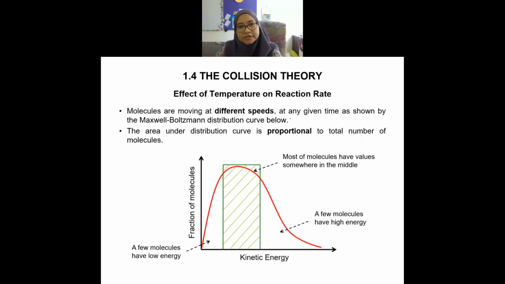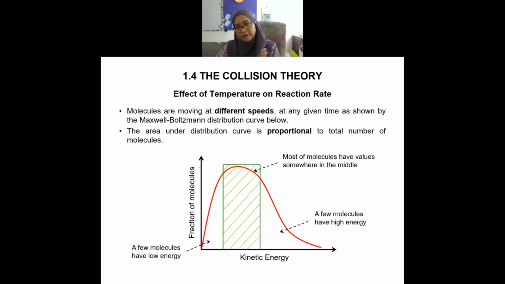Molecules are moving at different speeds at any given time, as shown by the Maxwell-Boltzmann distribution curve below. The area under the distribution curve is proportional to the total number of molecules. So you should know how to represent the Maxwell-Boltzmann curve well. What should be present in your Maxwell-Boltzmann distribution curve?